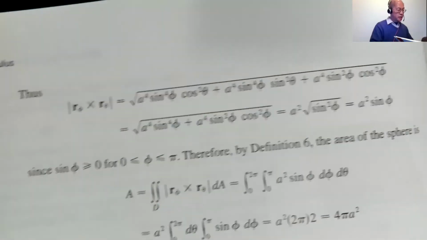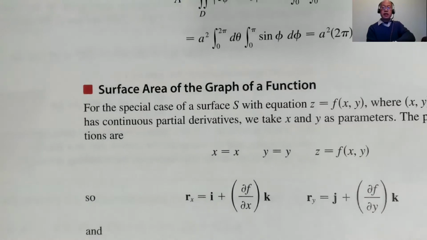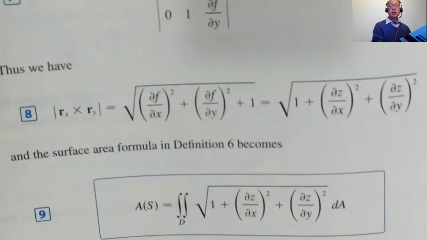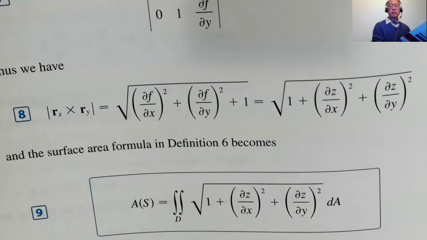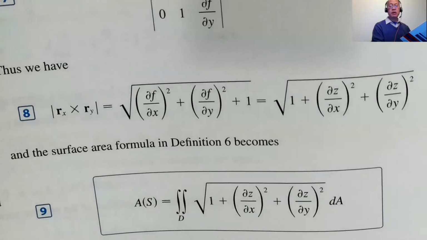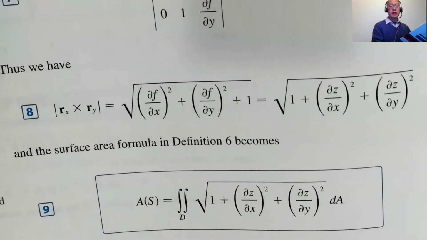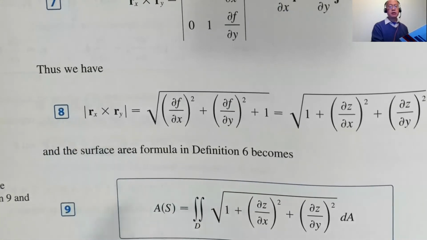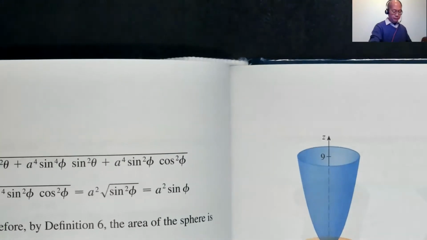And we have the special case. If you have z as a function of x and y, and we've already seen this on page 1118, but if you want to put it again, you may. Area is the double integral of the square root of 1 plus partial of z with respect to x squared plus partial of z with respect to y squared dA, because that's what happens when you have the magnitude of R sub x cross R sub y in this situation here.